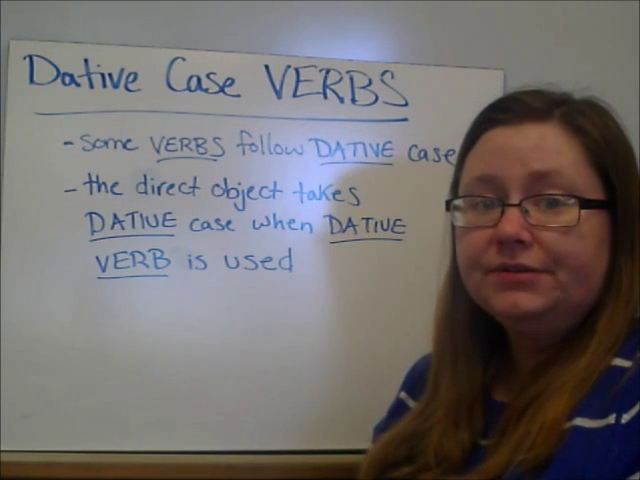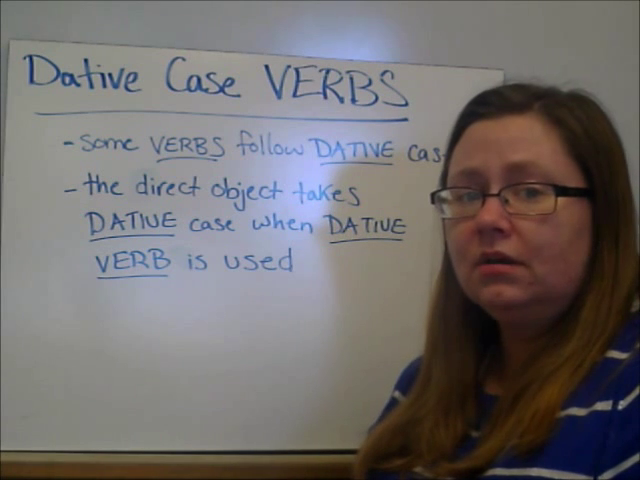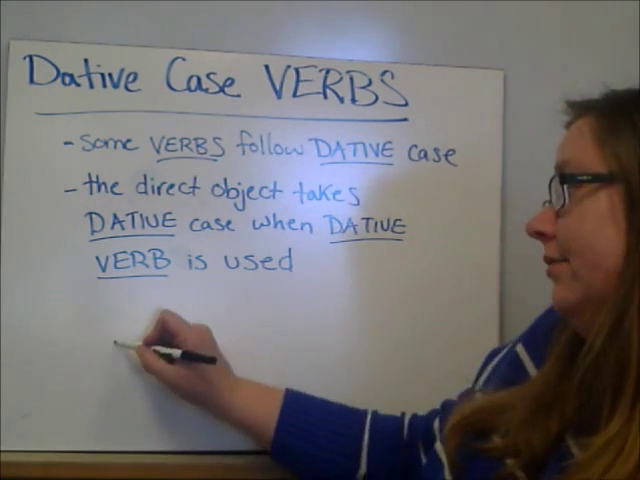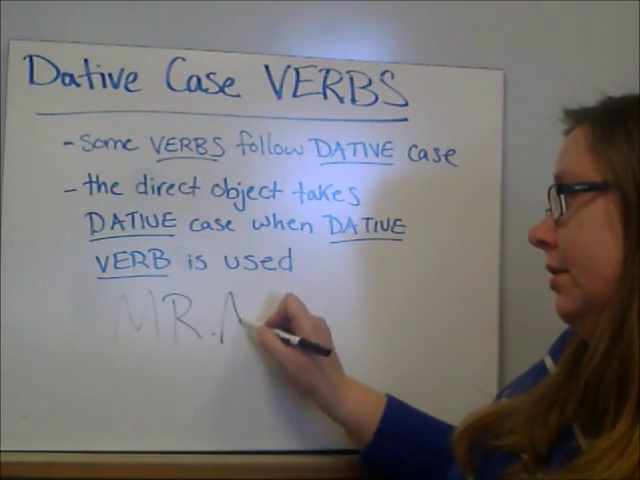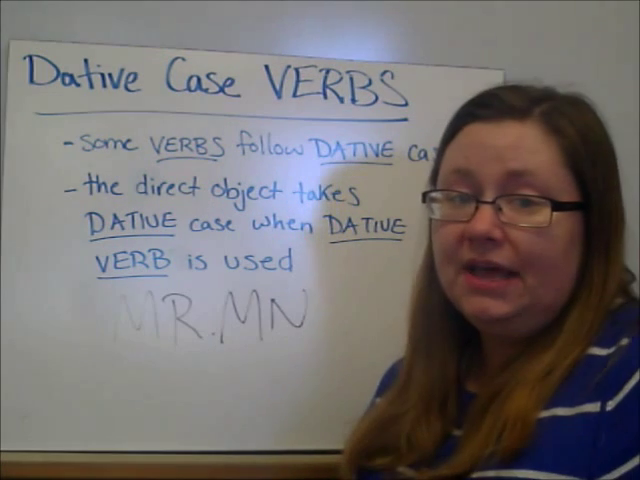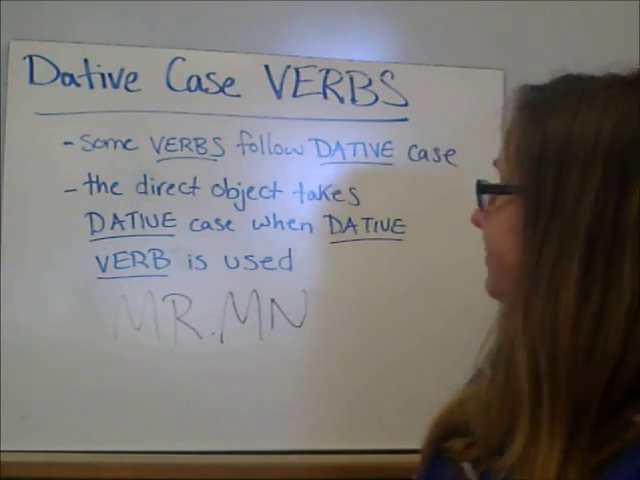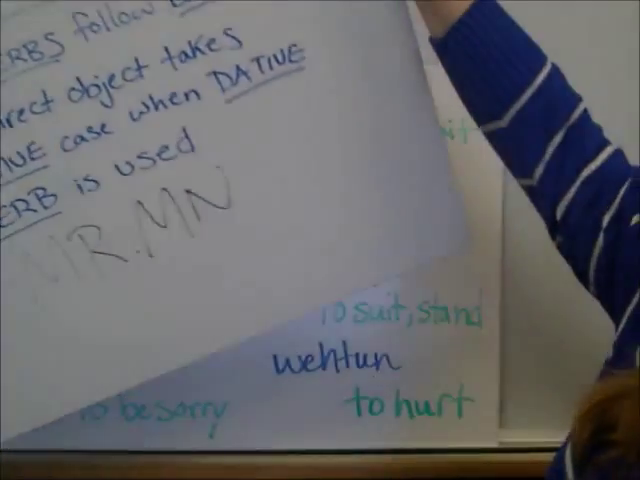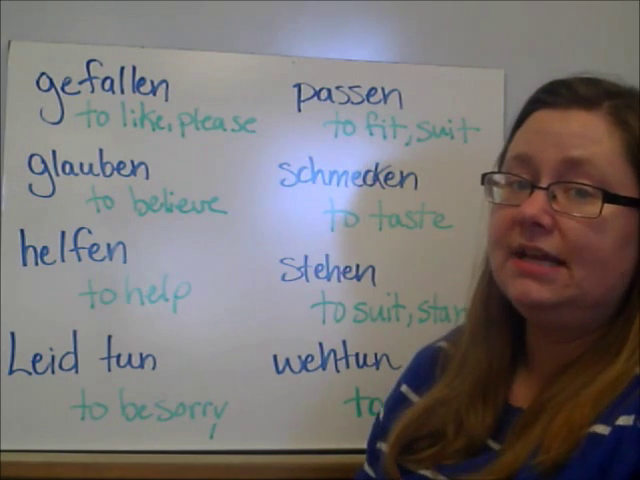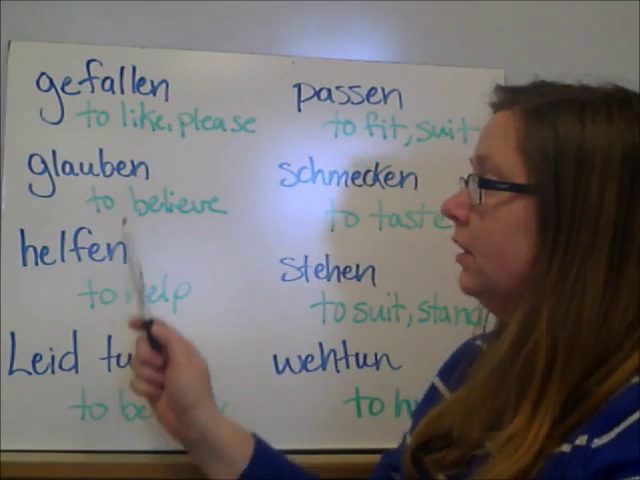Remember, the cases we've learned so far are nominative: der, die, das, die; accusative: den, die, das, die; and finally the dative, using our memory trick, Mr. Minnesota: dem, der, dem, den. Let's go ahead and take a look at the 8 dative verbs for us to know right now. It's imperative that you know what the dative verbs are and what they mean in English. Let's take a look at them right now.